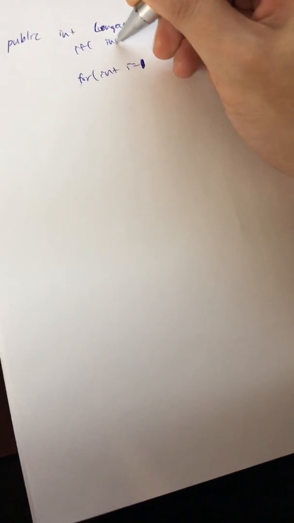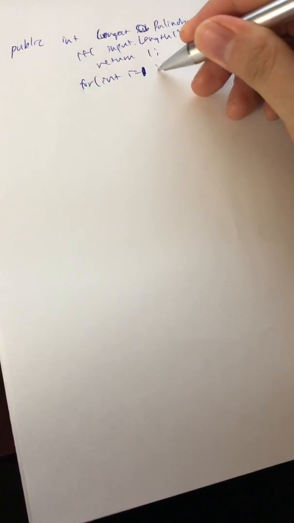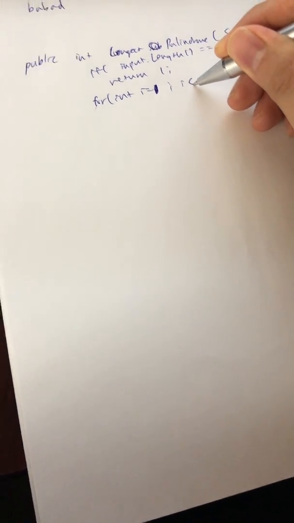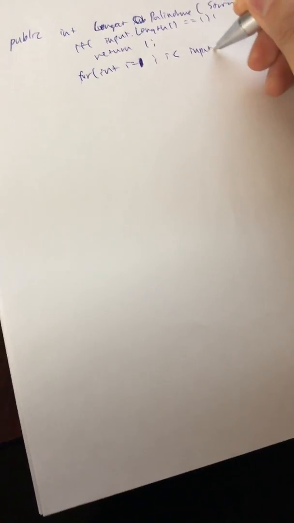I'm also going to have a checker: if input dot length is equal to 1, return 1. Okay, so i is less than input dot length, i plus plus.